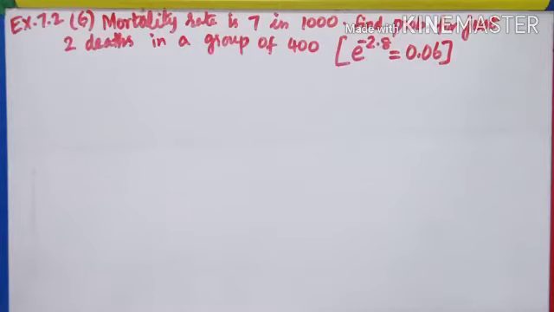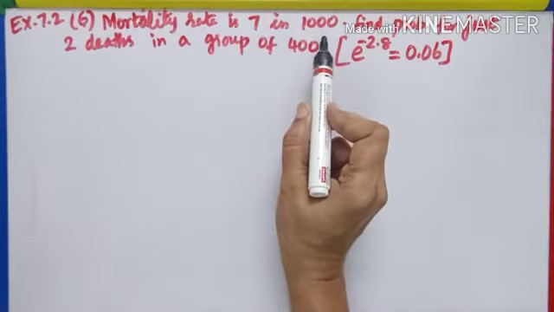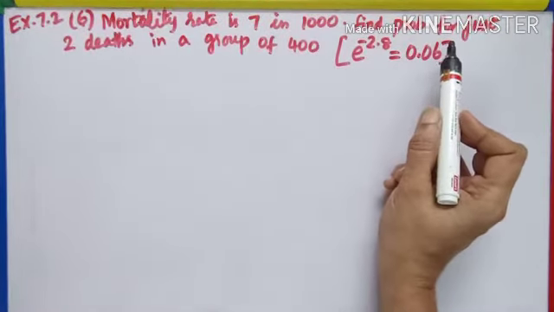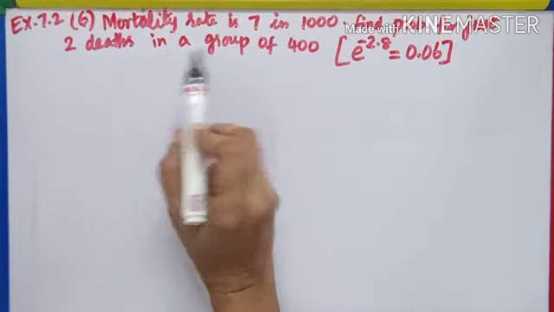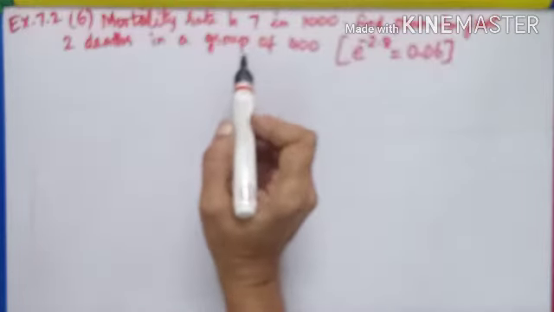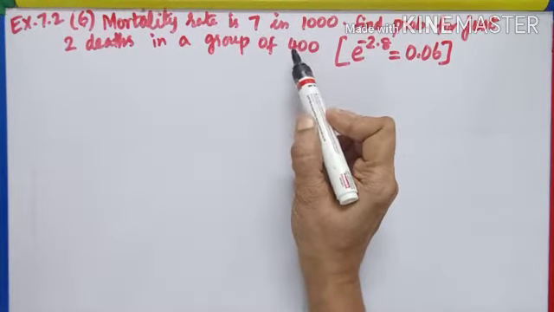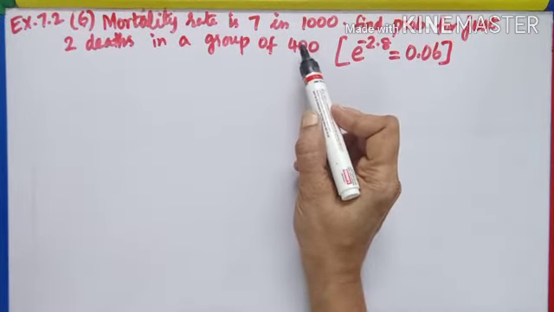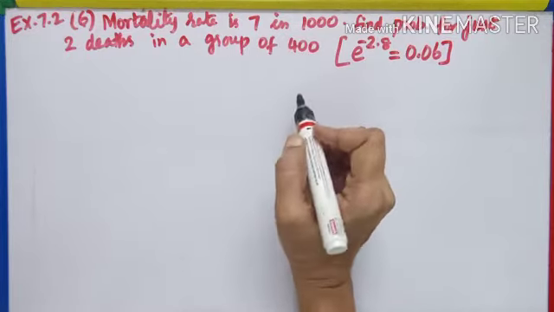Exercise 7.2, question number 6. Mortality rate for a certain disease is 7 in 1000. Find the probability for just 2 deaths on account of this disease in a group of 400. Now it is given 400, such a big number. So we can compare this with a Poisson distribution.